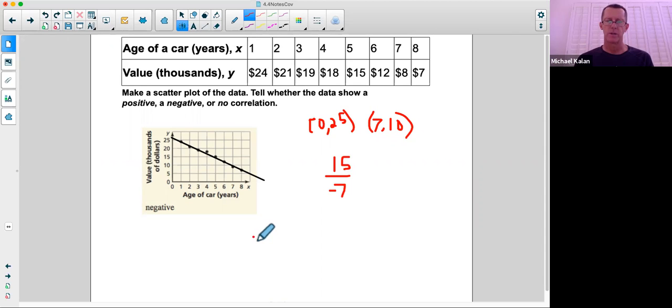So what would the equation be? y equals -15 over 7x, and then what? What would come next? I think I said 0, 25, right? So plus 25. Okay, so that would be a way of using 2 points that are on your graph, just like we did before.